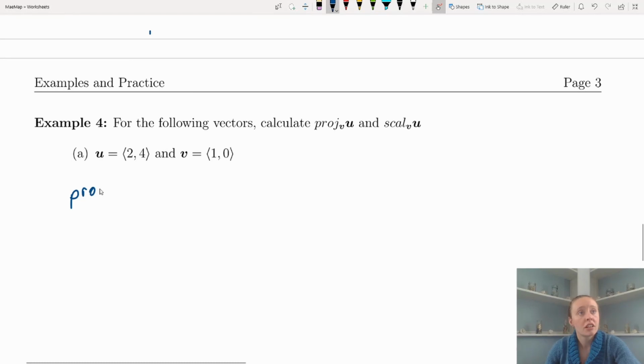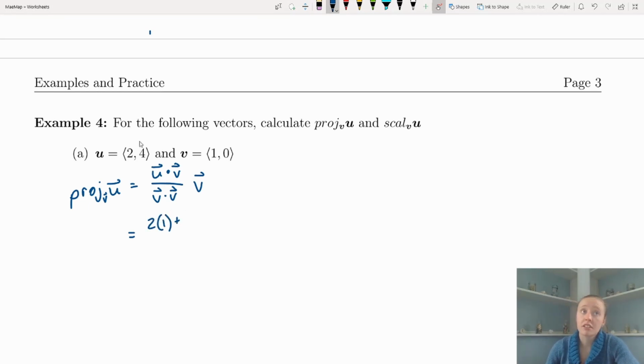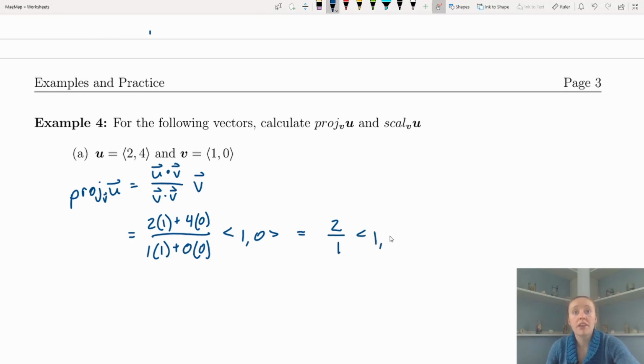So my projection of u onto v, I'm going to do u dot v over v dot v multiplied by vector v. So my dot product of u and v, taking those first components, that's going to be 2 times 1 plus, now taking my second components, 4 times 0. And that's going to be all over v dotted with itself. So that's 1 times 1 plus 0 times 0. And that all gets multiplied by vector v, which is 1, 0. So 2 plus 0 is 2 over 1 plus 0 is 1. And that gets multiplied by my vector 1, 0, which multiplying that through gives me vector 2, 0.